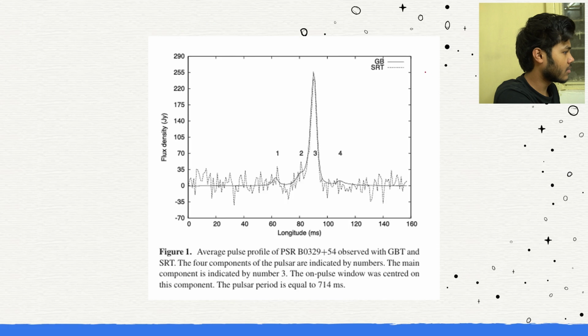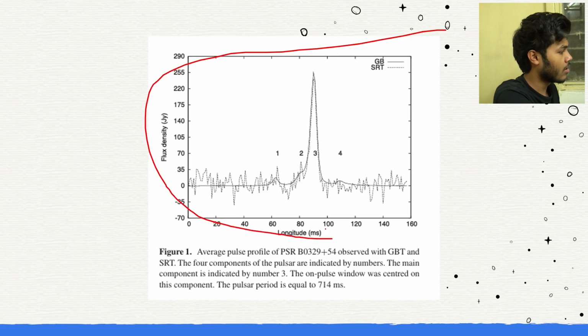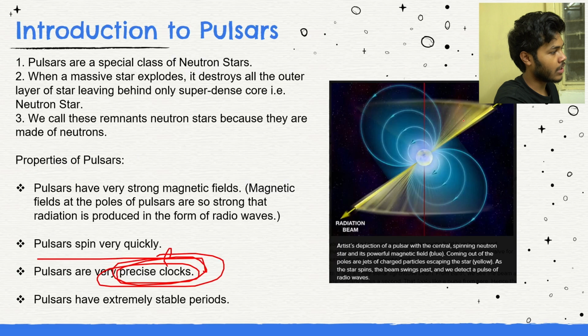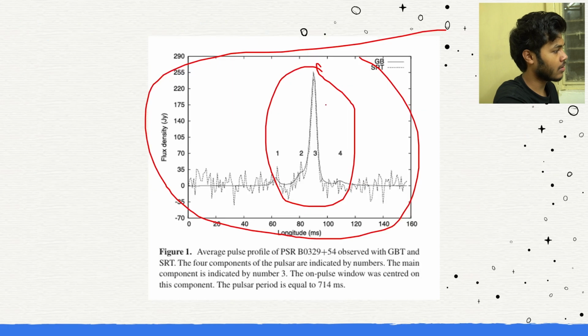So we are seeing here the pulse profile of a pulsar. Here we see a peak. A pulsar can be thought of as a lighthouse which rotates, and it gives a beam at certain periods. So the pulsar also rotates and gives a beam at certain periods. So this is the peak or beam we are getting after certain periods.